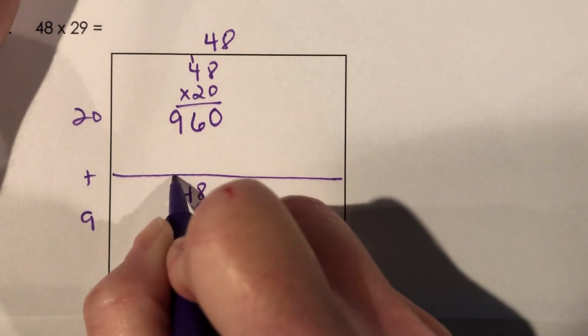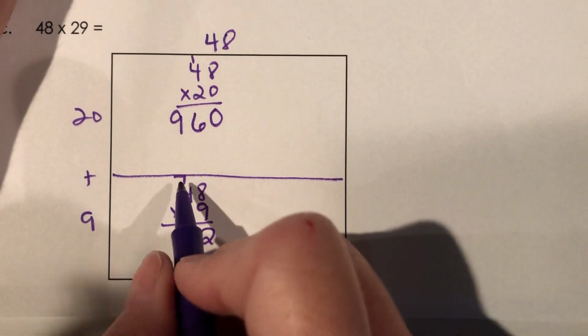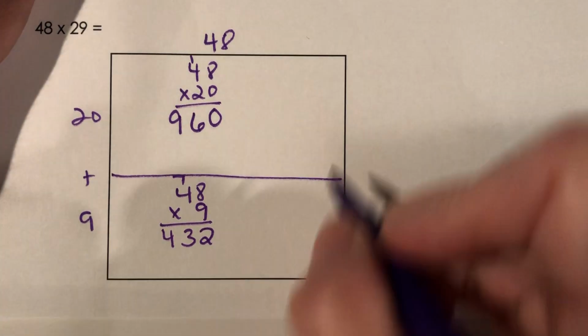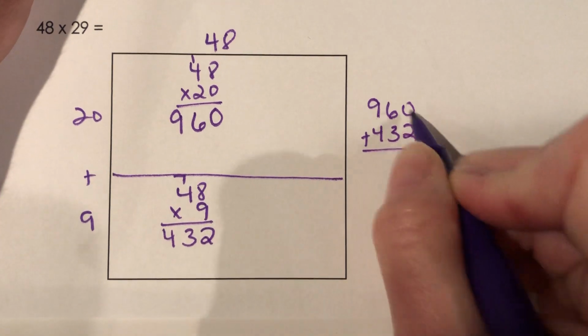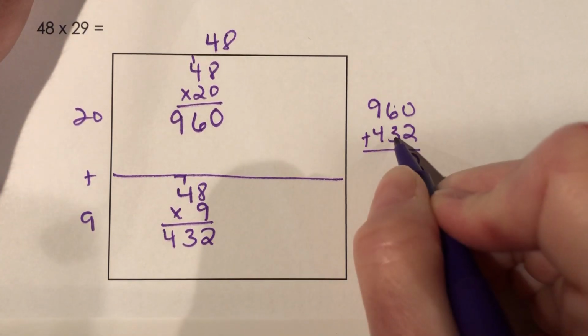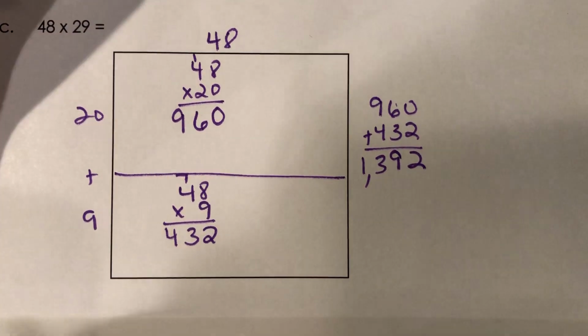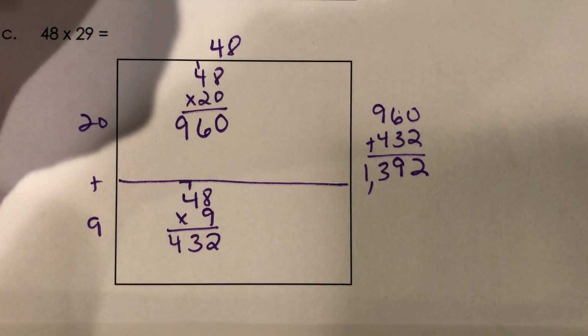And down here, I'd have to take 48 times 9. 9 times 8 is 72. And 9 times 4 is 36. 36 plus 7 would give me 43. So to find the area of the whole thing, I would take 960 plus 432. 0 plus 2 is 2. 6, 7, 8, 9. And 9 plus 4 is 13. So 1,392.